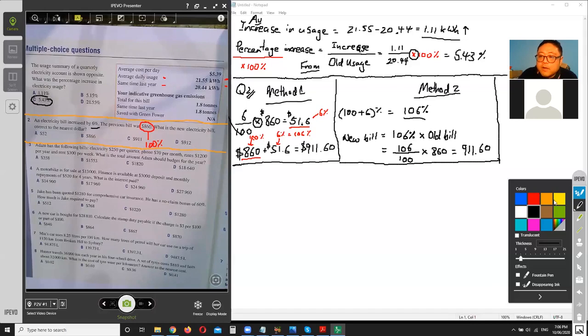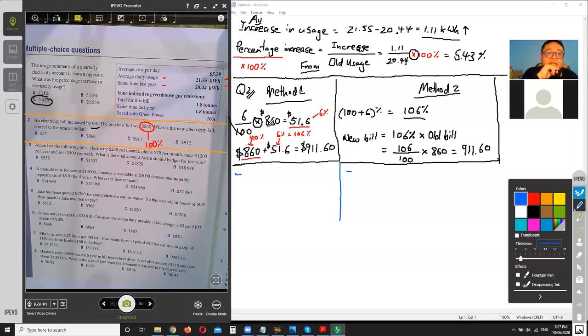Oh, okay. Right. Well, what did we do in that method? What did we do in this method? Talk me through what we did. What were the steps? See, with method 1, I'm grabbing the numbers that I can see. I put the 6 over the 100 because it's out of the percentage. And I times it by 860, the original amount. And I get my 6%. And then add that onto my old percent and I'll get my new one.